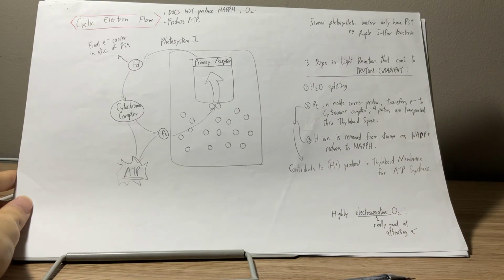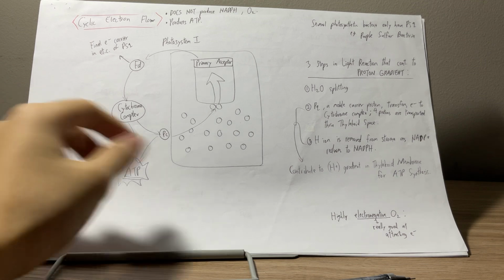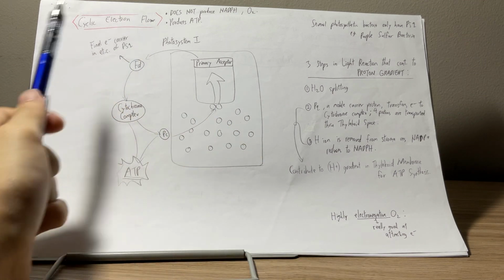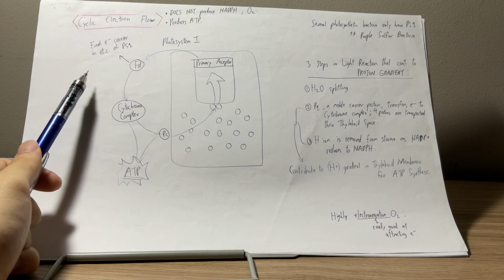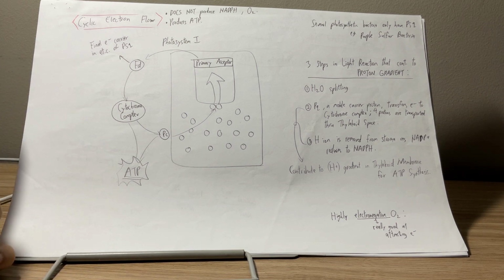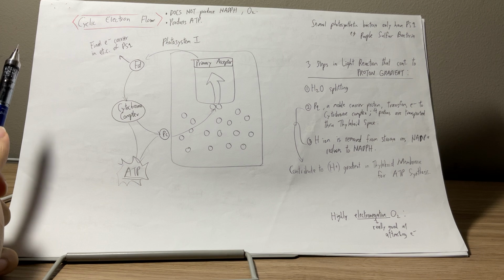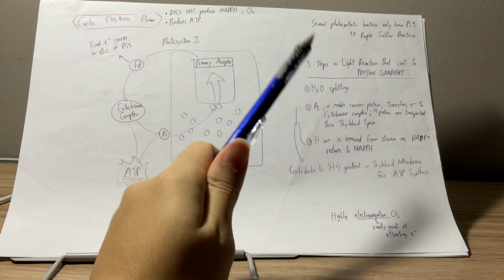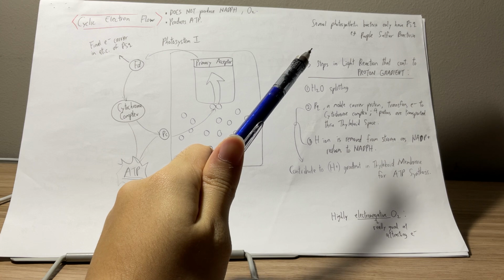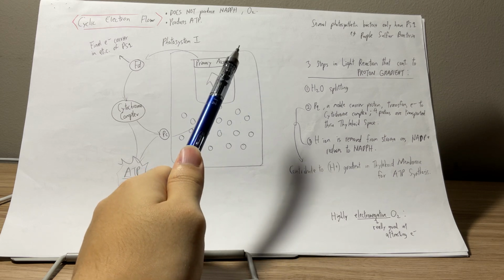How about this? Cyclic electron flow does not produce NADPH or O2; it produces ATP. Several photosynthetic bacteria only have PS1, for example, purple sulfur bacteria. But usually they have both PS1 and PS2.